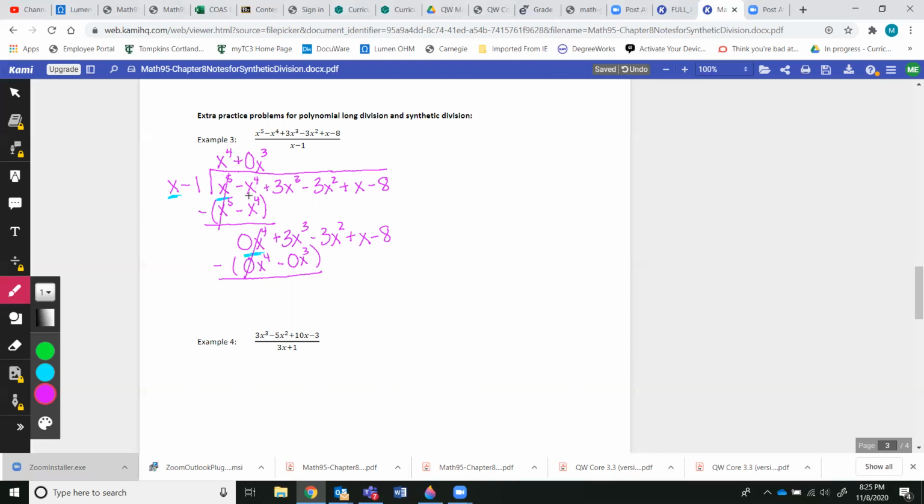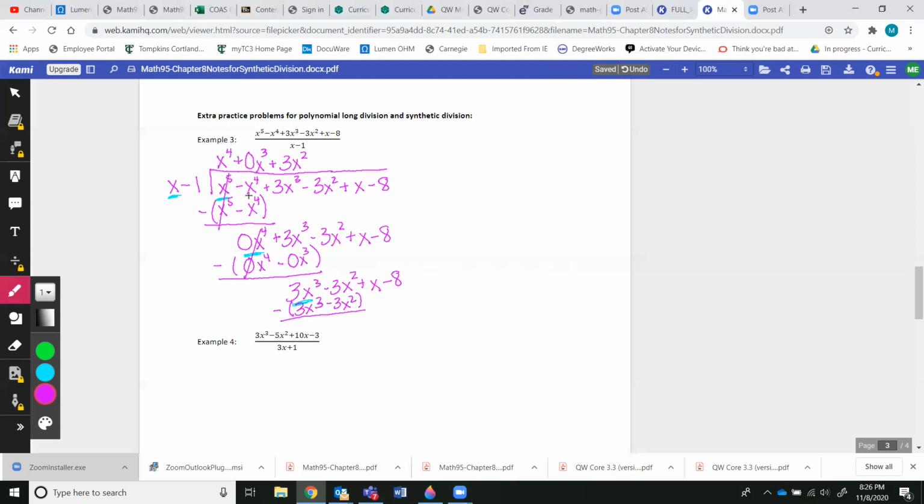3 plus 0 is going to be 3x to the third, bring everything else down. So again, I'm looking at leading terms here. X goes into 3x cubed. That's going to be 3x squared number of times. And then if I take 3x squared times x gives me 3x cubed. 3x squared times -1 is -3x squared.